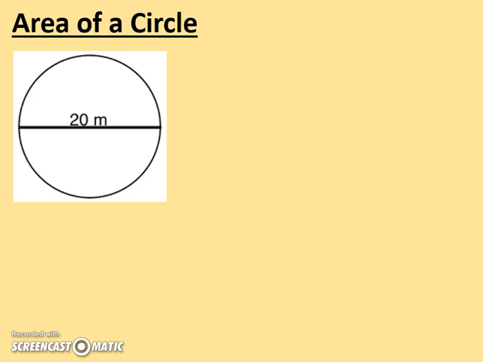So let's begin with the area of a circle. For a circle, the area formula is pi times the radius squared. Now, if you look at our circle, we are not given the radius, we are given the diameter. The diameter is the distance all the way across the center. We need to know the radius, which is halfway across the center, more like this. Well, if it's 20 the whole way across, how far is it halfway across? Well, that would be 10 meters.